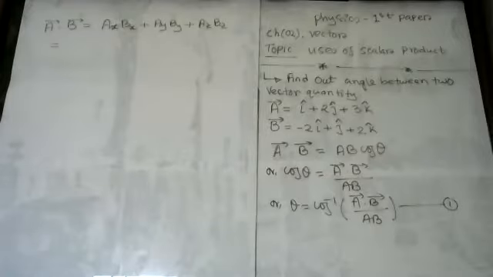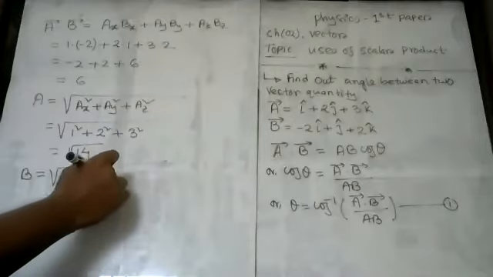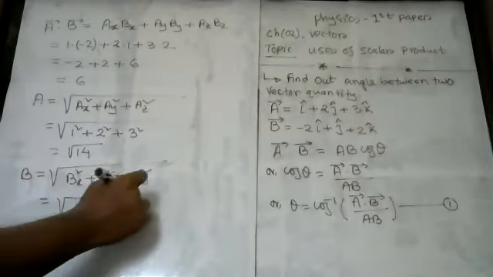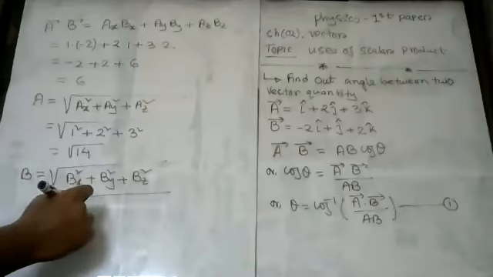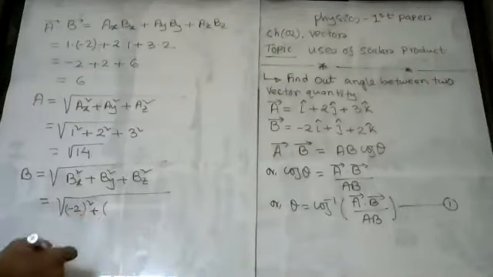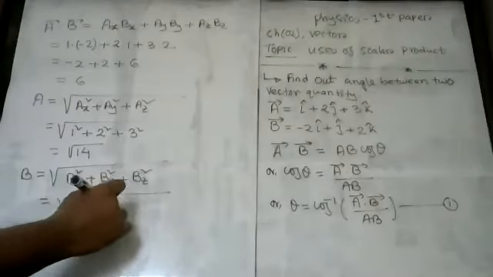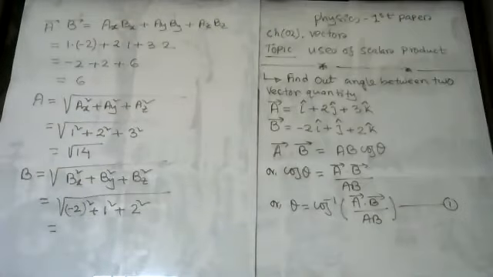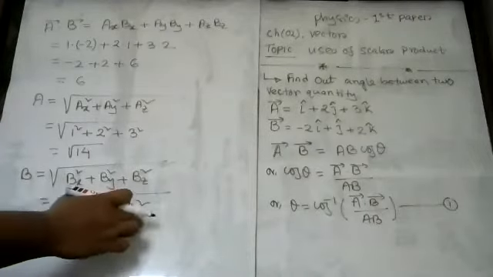Now, my dear student, the value of B will equal root over Bx square plus By square plus Bz square. So first of all, Bx equals minus 2 whole square, plus By equals 1 square, plus Bz equals 2 square. So what is the value of B? The value of B equals root over 4 plus 1 plus 4, which is 9, and that is 3.